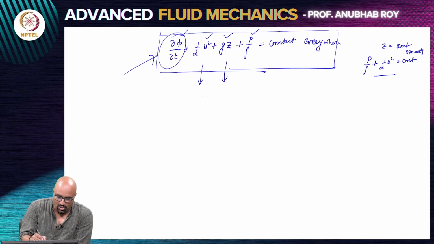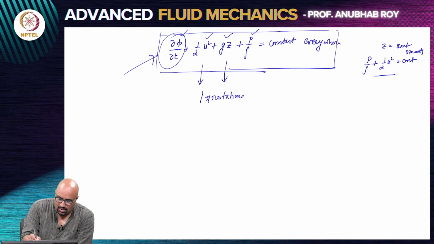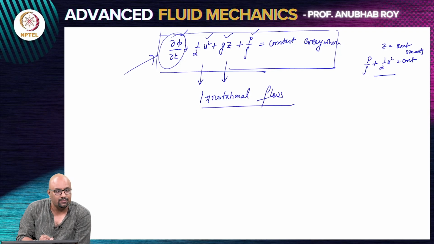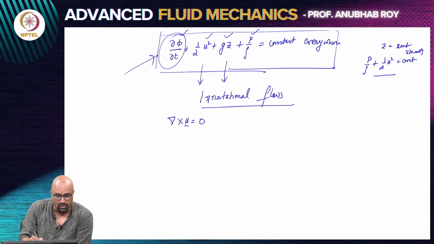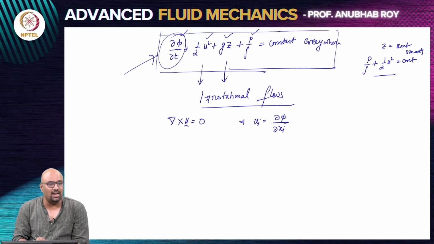The next thing we are going to focus on from Euler's equation is irrotational flows. Irrotational flows are flows where the curl of the velocity field is equal to 0, which means the velocity field can be written as a gradient of a scalar potential.